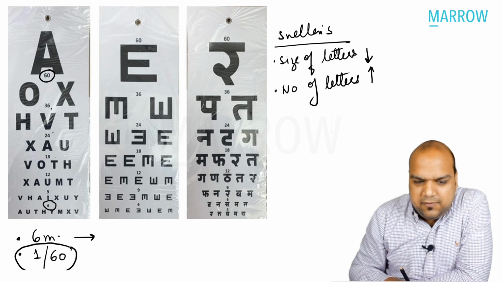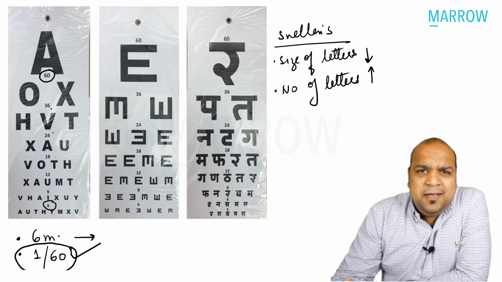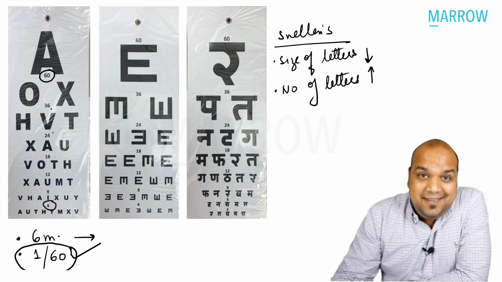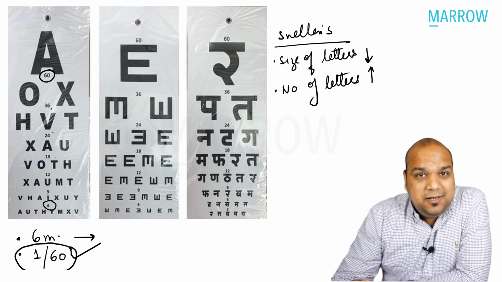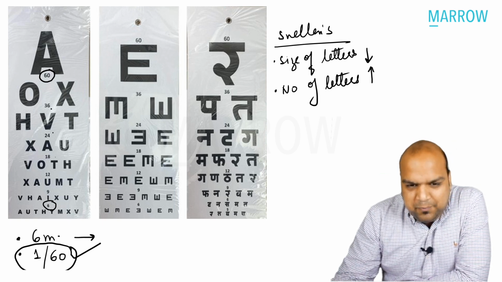The least possible vision recordable is 1 by 60, everybody. Mathematically, it is 1 by 60. What a patient can see from 1 meter, a normal person can see from a distance of 60 meters. Right, guys? Moving on to the next question.